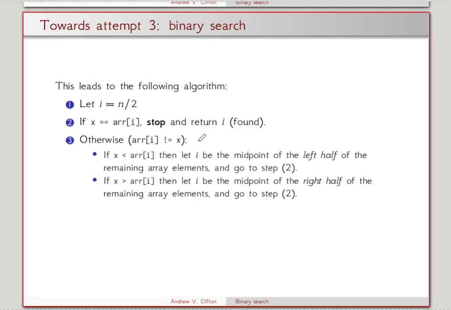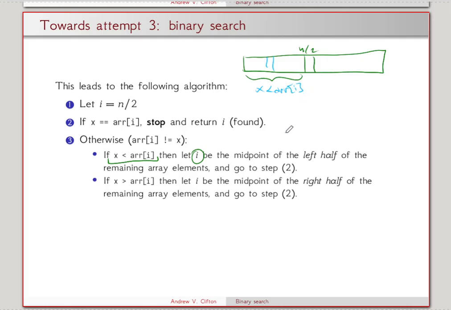But if it's not equal, if x is less than array sub i, then we're going to pick the midpoint of the left half. We started out looking at the whole array, right? And we grabbed the middle element. So if x is less than that, then we're going to search this half over here by picking the midpoint of that half.